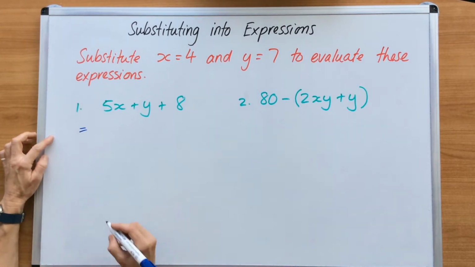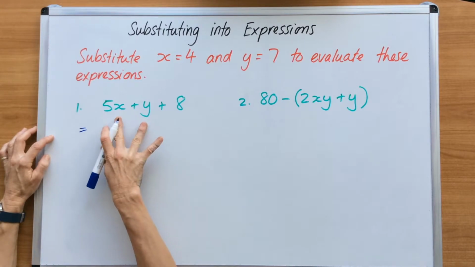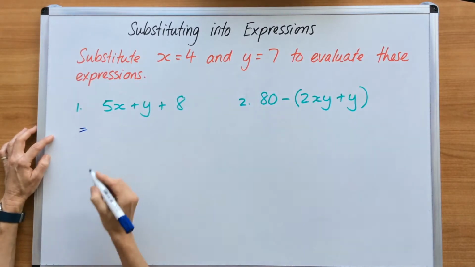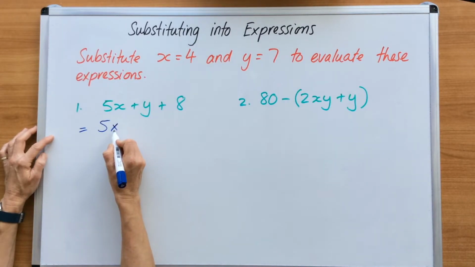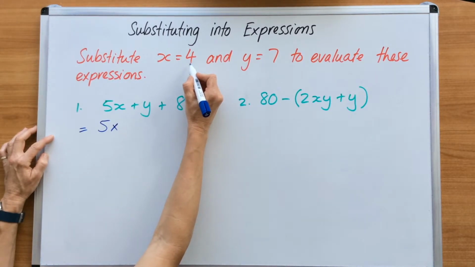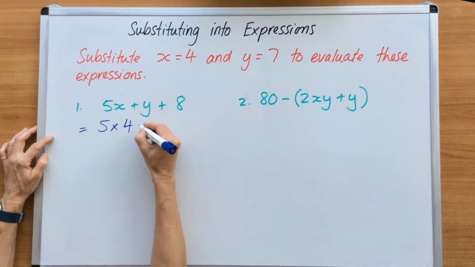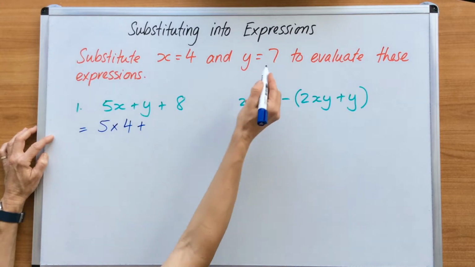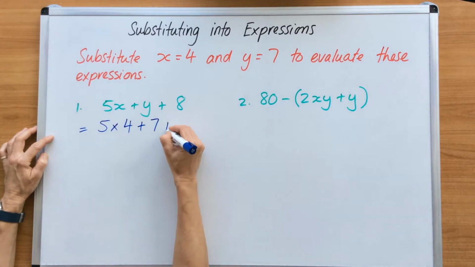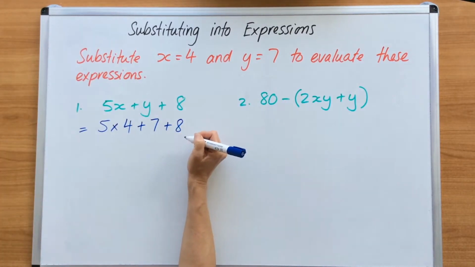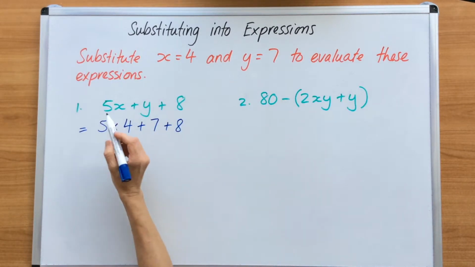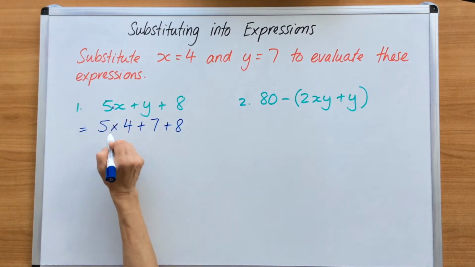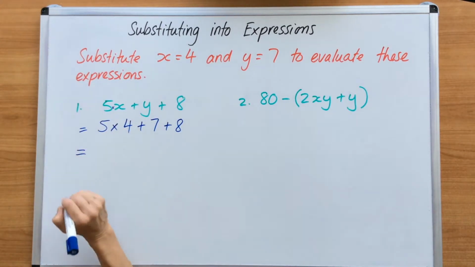So my first line is to replace the pronumeral letters with the values they've been given. So 5, now remember I've got to split the 5 and the x up with a multiplication symbol. And now I replace the value of x with the number 4. I put plus, the value of y is 7, and I drop down the plus 8. So basically what I've done there is removed the letters, replaced them with numbers, and made sure that this invisible multiplication symbol exists in the next line.